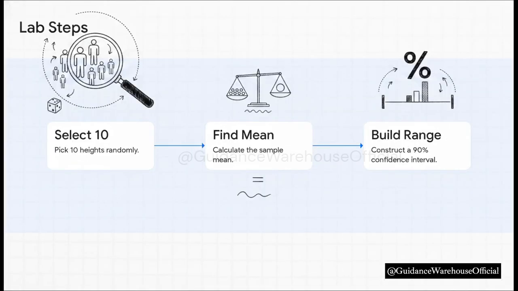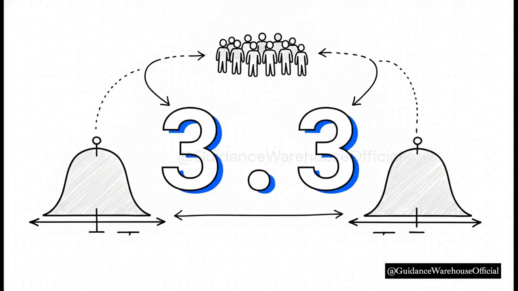But in the real world, you almost never get to see the whole population. You usually only have the time and resources for a small sample. So let's do a little experiment right now. Step 1. We use a random number generator to pull just 10 heights from our big list of 100. Step 2. We calculate the sample mean from just those 10 specific women. And then step 3, we're going to construct a 90% confidence interval right around that specific sample mean we just found.